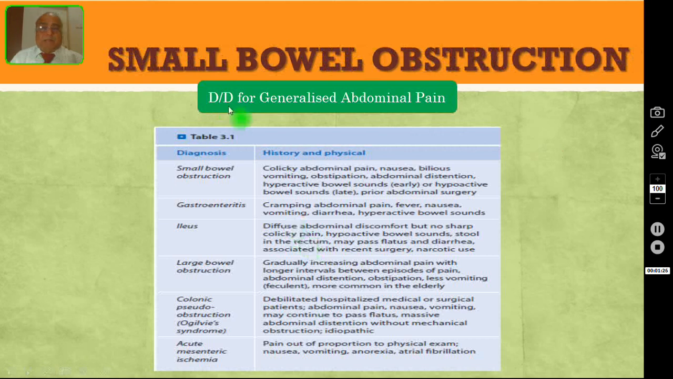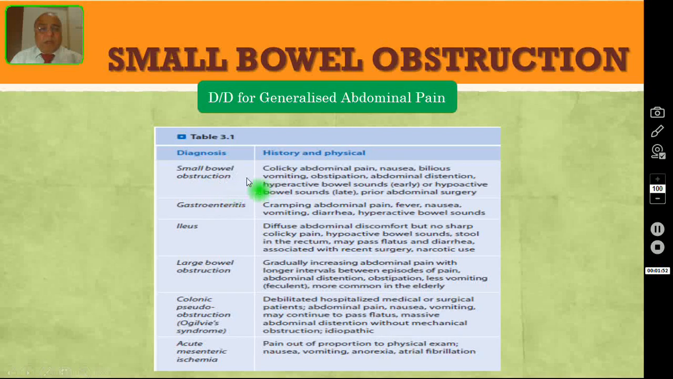So coming to the different causes for generalized abdominal pain. In this column you are seeing the different causes, and here you are seeing the history and physicals or the clinical features. I'm going to mention only the different causes. I request my viewers to pause the video and read all these details. So what are the different causes?